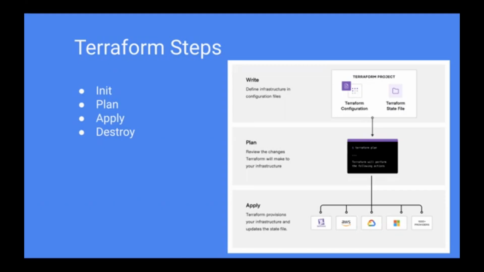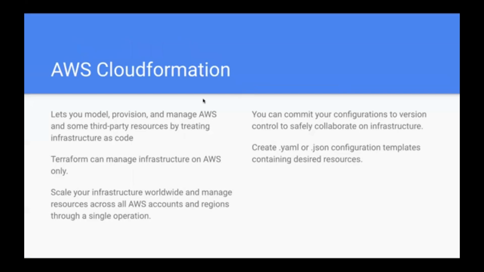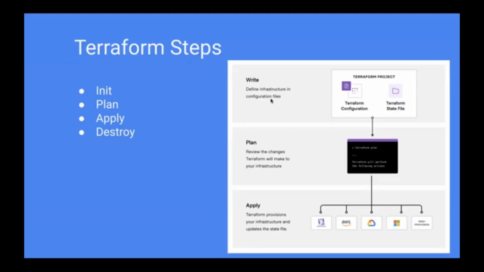And once your platform is ready, once your infrastructure is deployed, and suppose you don't want to use it further, you can use the Terraform destroy command to delete all the infrastructure or all the resources that you have created. So in the first step, basically you will write your Terraform configurations in .tf files, and the Terraform will use the state file.